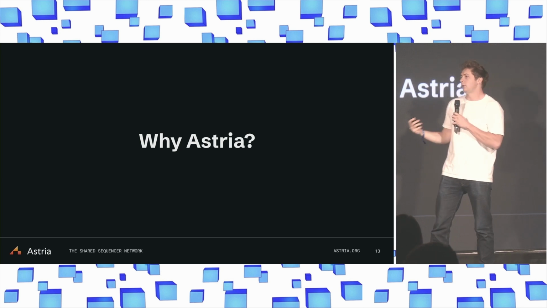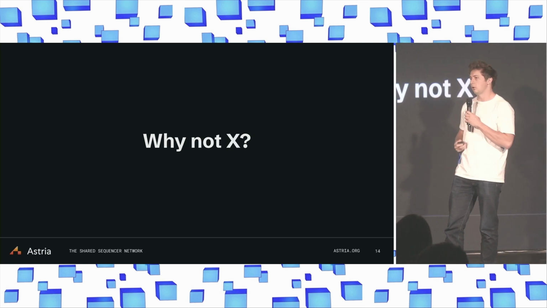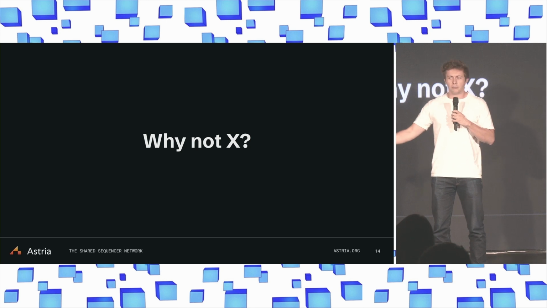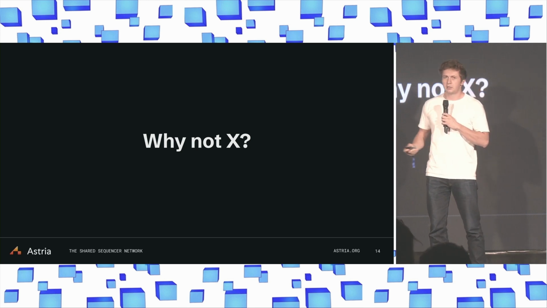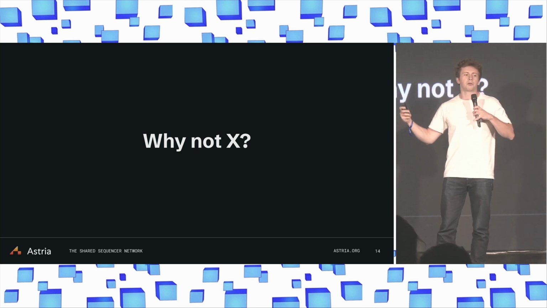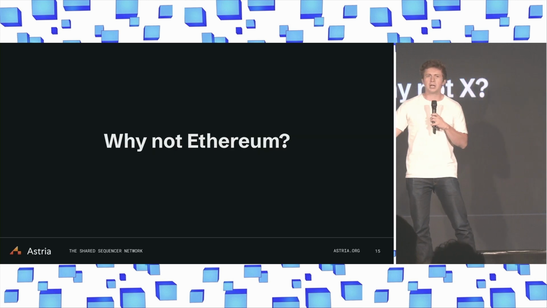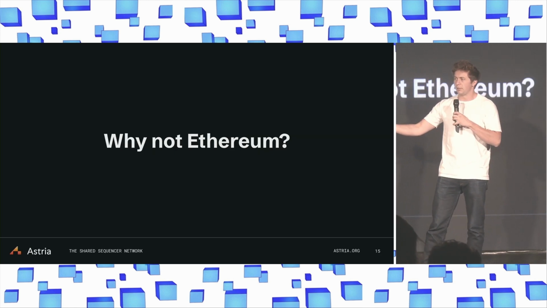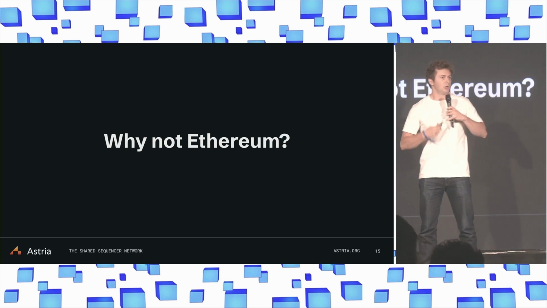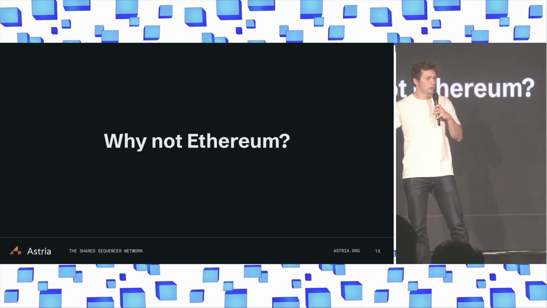So why did we build Astria, though? When people say, why Astria, what they're often really asking is why not X? Why not some other thing that is not Astria? And generally, a lot of times this is going to be why not Ethereum, right? We're at the Modular Summit. Thank you, Maven 11. Thank you, Celestia.